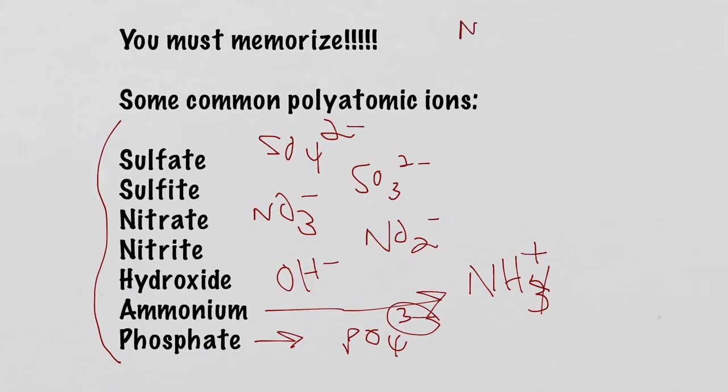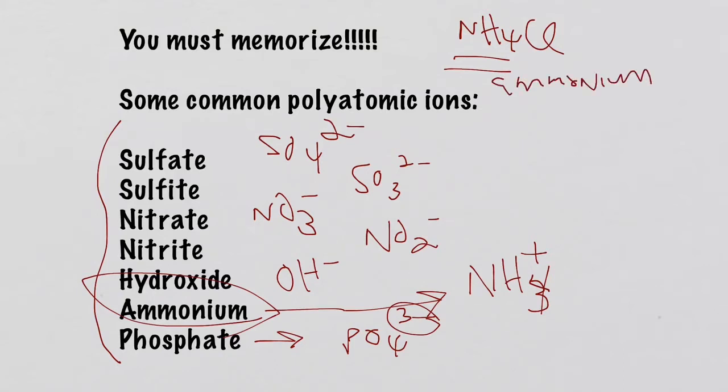What if we had something like NH4Cl? Now the polyatomic ion is written first because it is the positive ion, and all I'm going to do is use the name. So this is just ammonium. And Cl, again, it's not ammonium chlorine, it's just ammonium chloride.